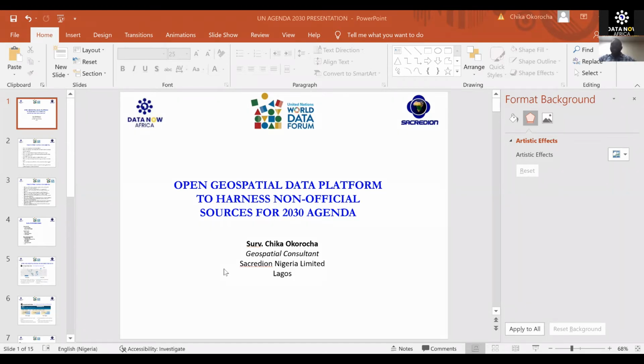Where can you find this data? Are they available? Is it open? And since we are talking about open geospatial data, you know that this data is available for free. So let me just go on with the presentation.